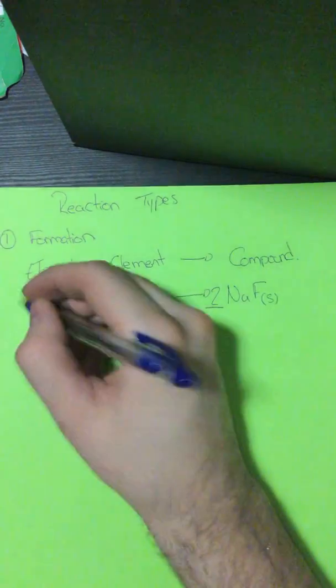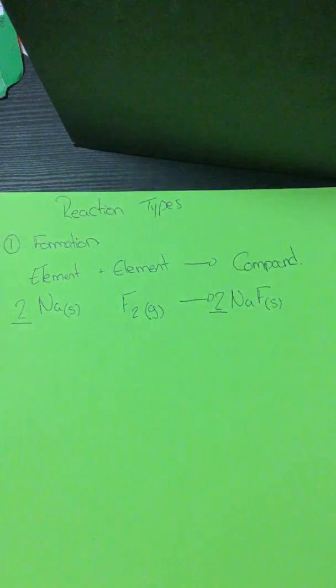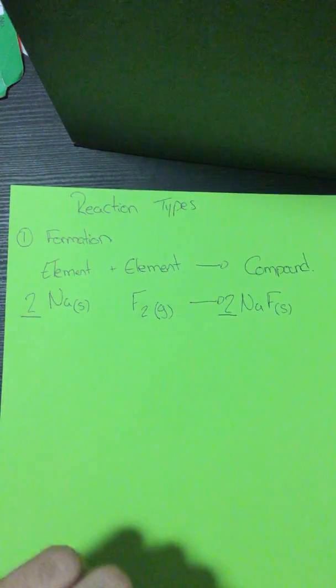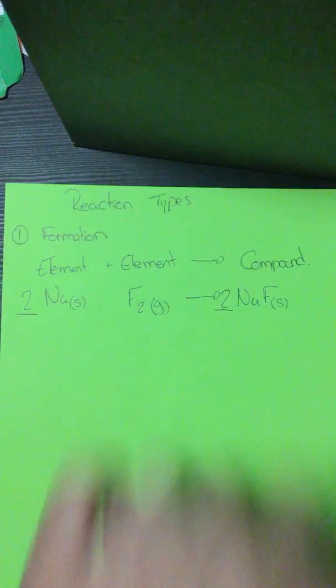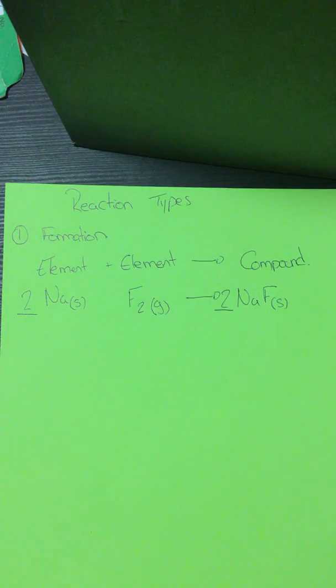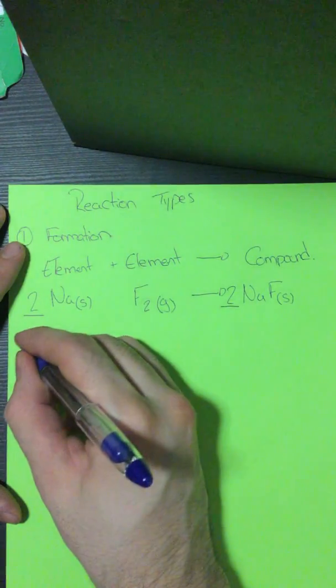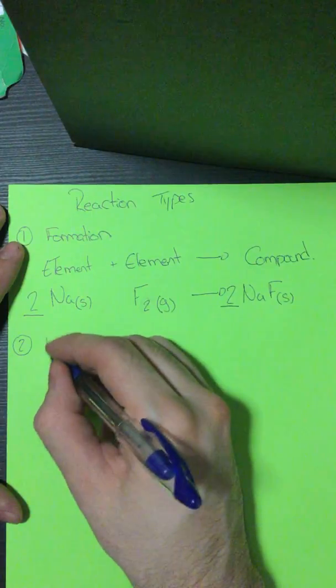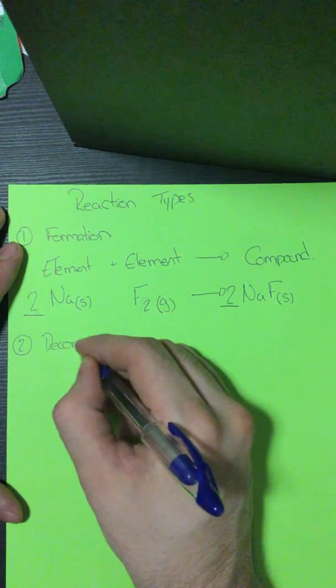I'm going to balance this out. If you're confused about the balancing, please check out my balance video. So I have sodium element, fluorine element, compound, sodium fluoride. The next reaction we're going to discuss is going to just be the opposite.